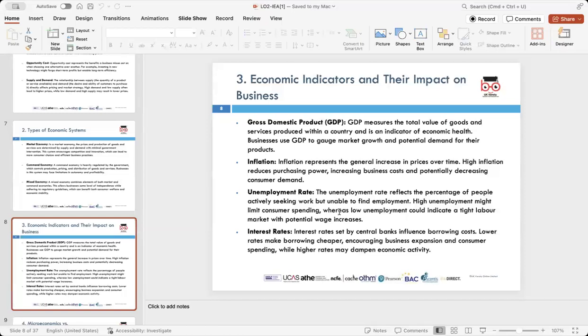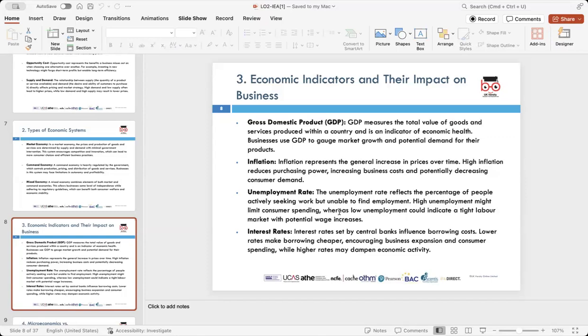Okay, so economic indicators and their impact on businesses. Gross domestic product, which measures the total value of goods and services produced within a country. Businesses analyze GDP growth to assess market potential and predict demand trends. A rising GDP generally signals economic expansion, while a declining GDP may indicate a slowdown affecting consumer spending and business growth.